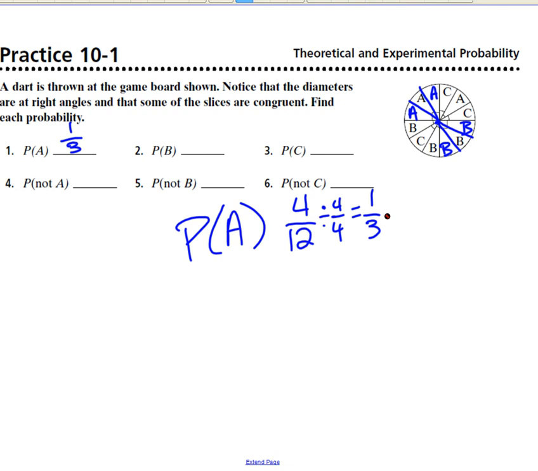Okay? We're going to skip to number 4. We say, what is the probability of not getting an A? So how many of our spots are not an A? 8. 8 out of 12. Can we simplify that? By 4, that would give us 2/3.